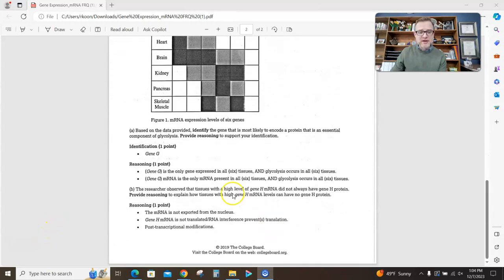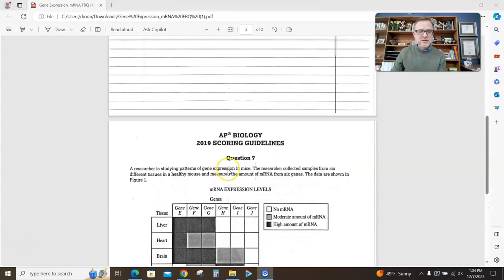If you look at the rubric, gene G, the identification was worth 1 point. And the reasoning would be because gene G is expressed in all 6 tissues and they all do glycolysis.